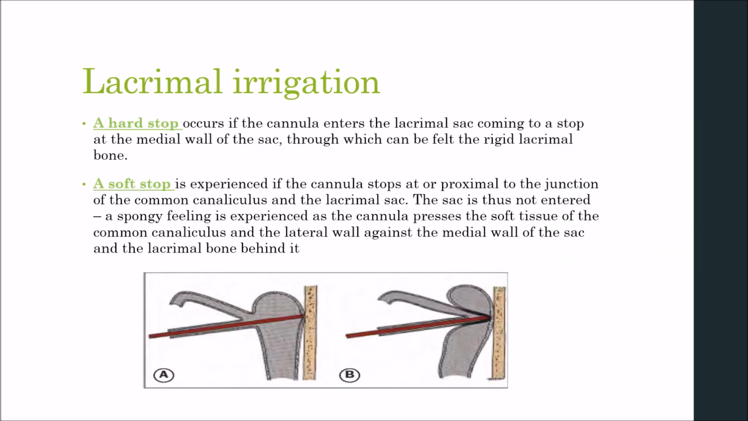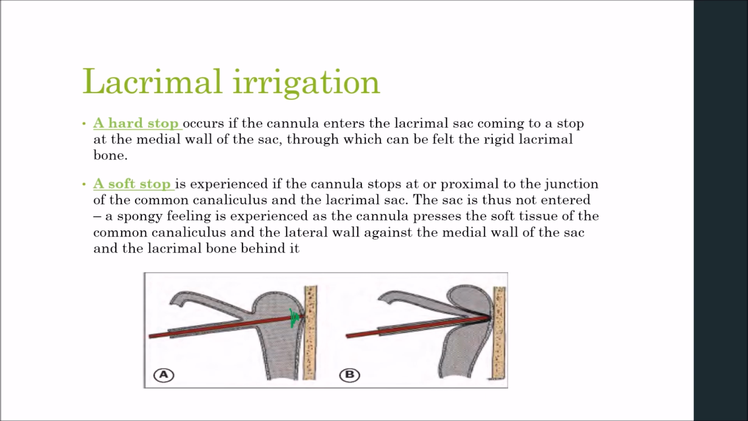A hard stop occurs if the cannula enters the lacrimal sac, coming to a stop at the medial wall of the sac, through which can be felt the rigid lacrimal bone. As it is shown here, the cannula has entered the sac, and now a hard stop can be felt. This excludes complete obstruction of the canalicular system. Gentle saline irrigation is then attempted. If saline passes to the nose and throat, when it will be tasted by the patient, a patent lacrimal system is present.